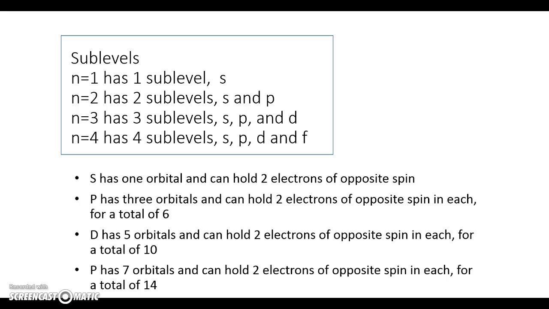Here is a recap. We have sublevels. The number of sublevels is equal to the designation of the principal energy level. The first sublevel is always s. If you have 2 sublevels, you have an s and a p. If you have 3 sublevels, you have an s, p, d. And if you have 4 sublevels, you have s, p, d, and f.